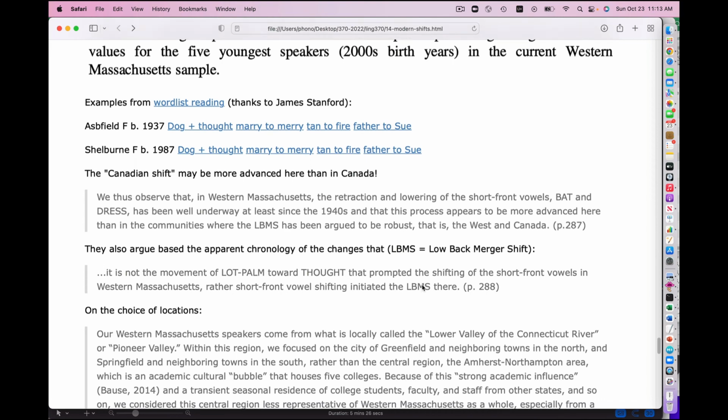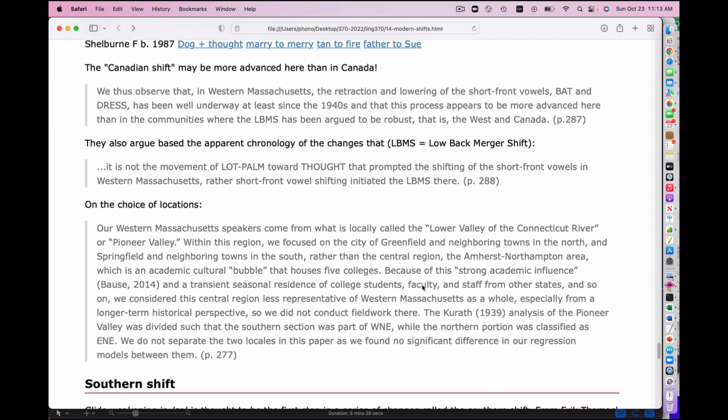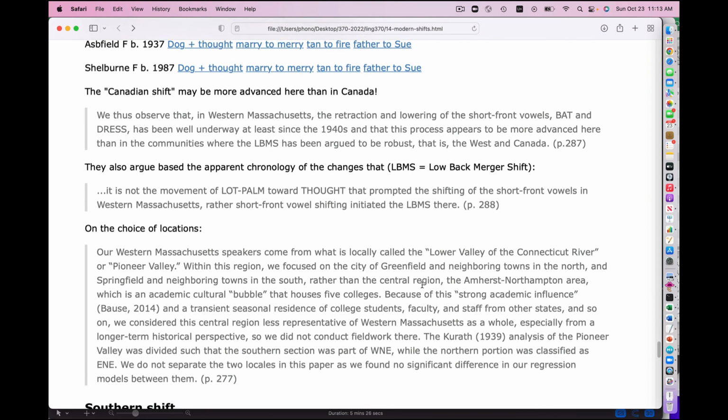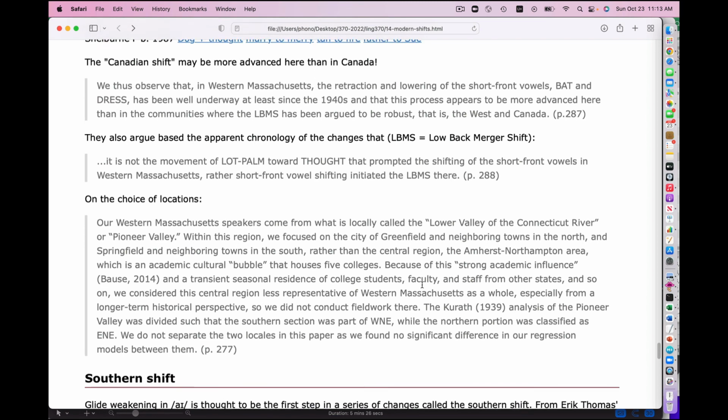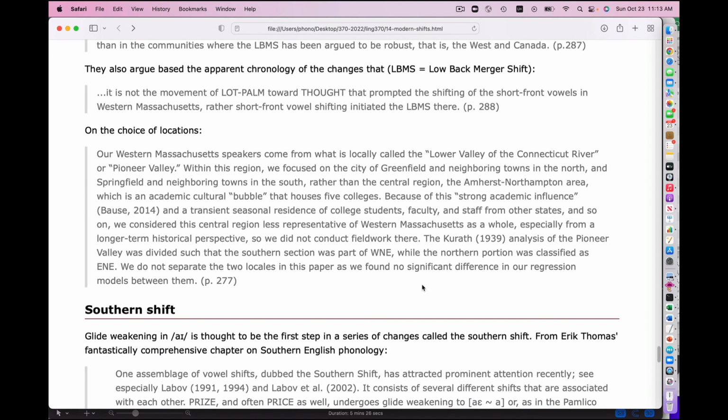Finally, just a note on why they did use Greenfield and Springfield. They were worried that if they interviewed speakers in Amherst and Northampton, they would find speakers who were more influenced by other areas. Some of the speakers they did interview in Greenfield and Springfield were from Amherst or Northampton, but they lumped all the speakers together. If you listen to them, you can hear some differences perhaps, but there were no differences amongst the speakers that were statistically significant in the statistical analyses that they did.